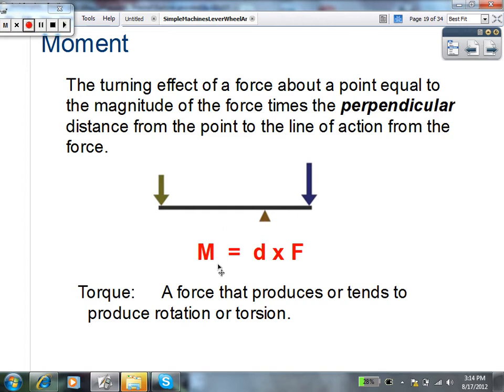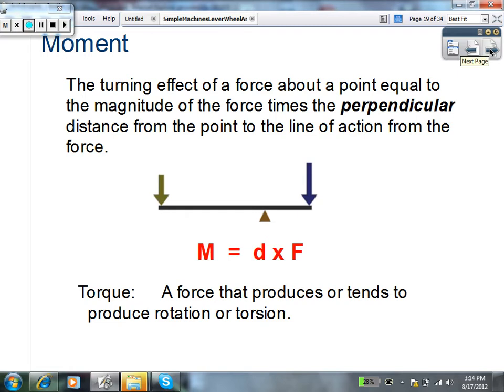So the moment, which is the turning effect, is equal to the distance from the fulcrum to the resistance force times the resistance force, or the distance from the fulcrum to the effort force times the magnitude of the effort force. Torque is another way of thinking about moment, and it's a force that produces or tends to produce a rotation or torsion.